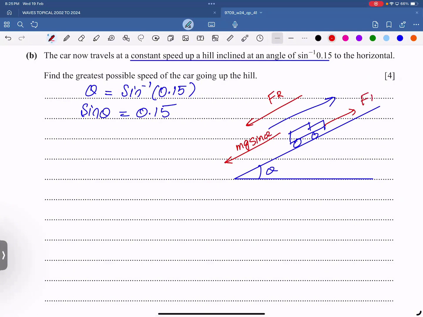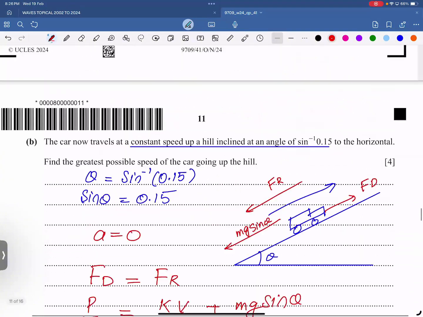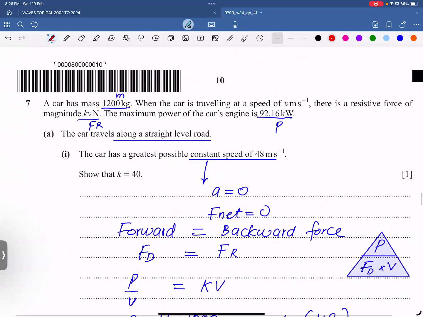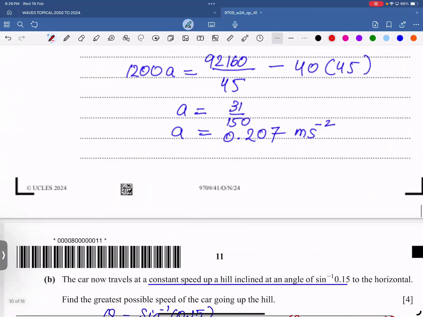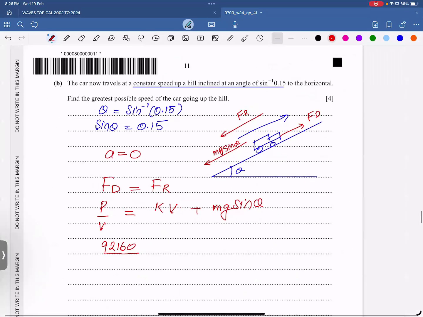Driving force is Fd. Again, constant speed you need to find. So again, use the same equation. Since acceleration is 0 for constant speed, the driving force has to be equal to the total resistive force. Driving force is P over V. Two resistive forces, one is kV, other is mg sine theta. Now power is the same power, my dear students, which is constant throughout, 92,160 over the speed we want to find.